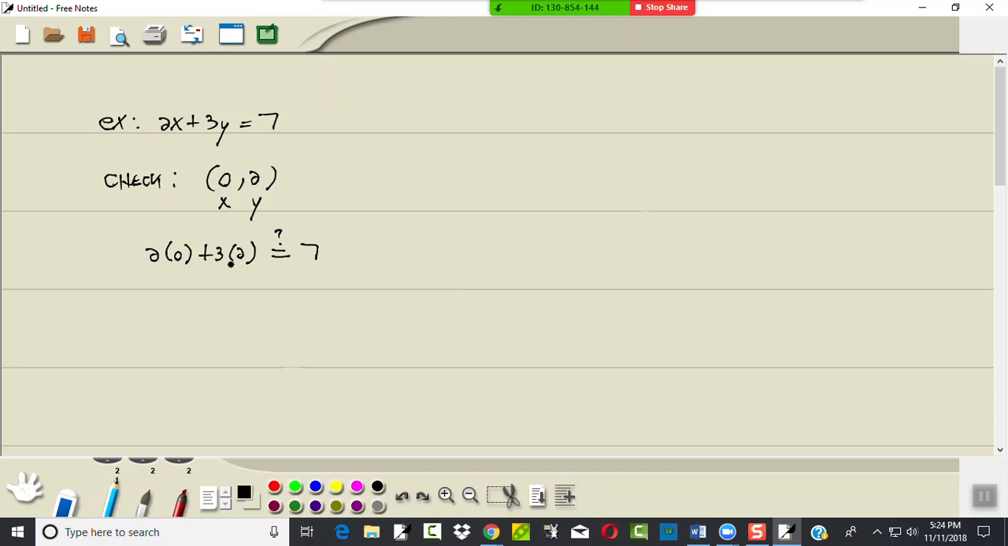2 times 0 is 0, drops away. 3 times 2 is 6. End up with 6 is equal to 7, which is not true. So the question is, is this a solution to this? The answer would be no.